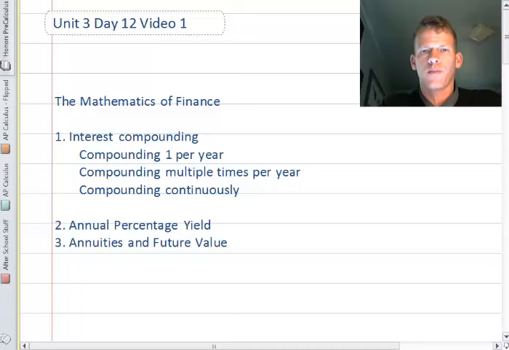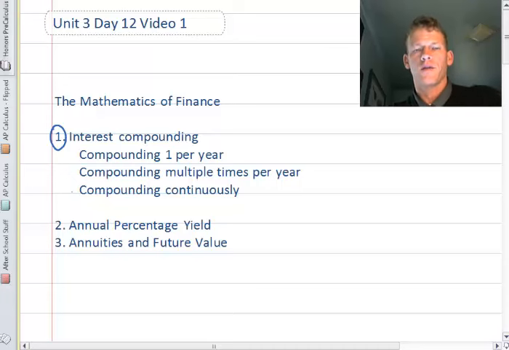This is from our textbook, section 3.6, and in this video we're going to be going over the items under the first set of objectives. We're going to talk about compounding interest, compounding once per year, compounding multiple times per year, and compounding continuously. The example problems will be very similar to each other with minor changes, and the basic change we'll be making is the compounding schedule.